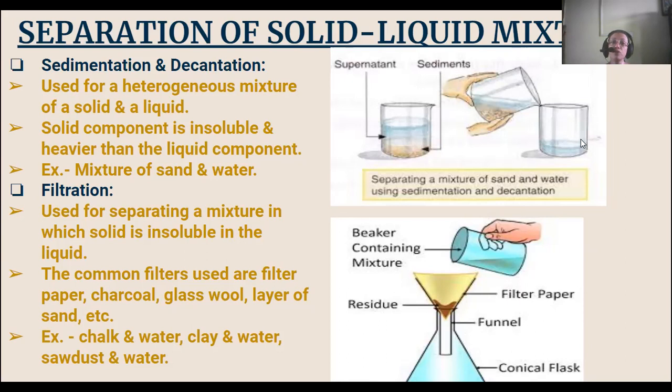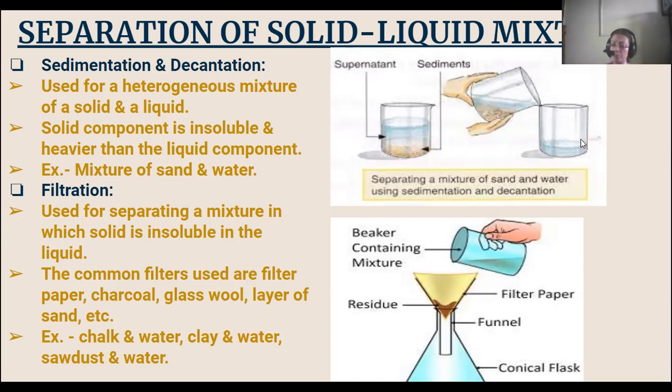Next process is filtration. Here also the mixture is heterogeneous, where the solid will not dissolve in the liquid. A substance is used that will filter out this solid, insoluble substance from the liquid. For example, filter paper, charcoal, glass wool, and layers of sand are all used as a filter for filtering the solid from the liquid.